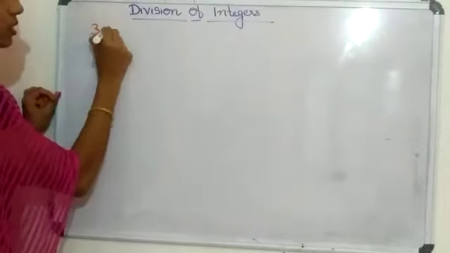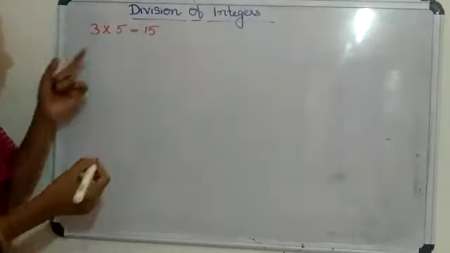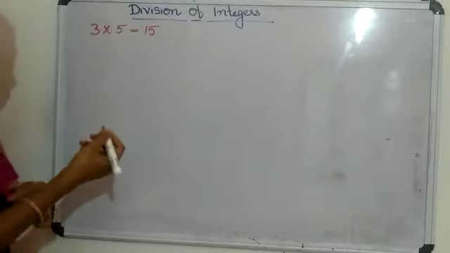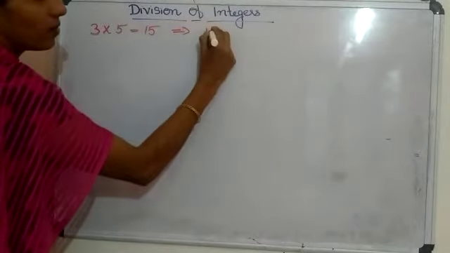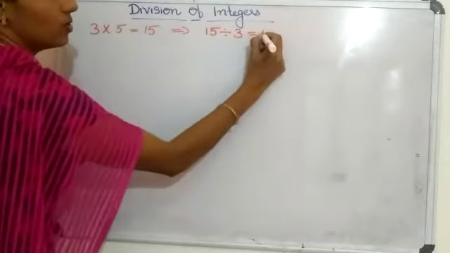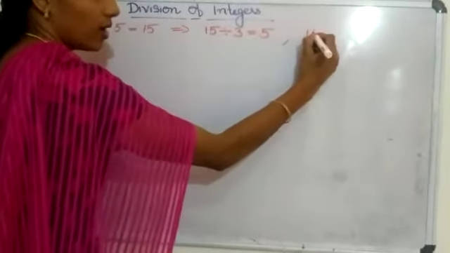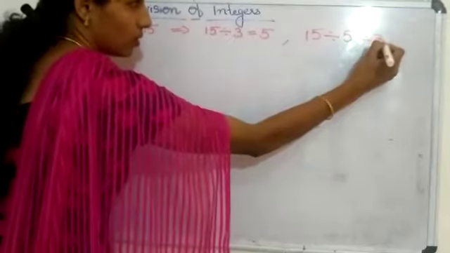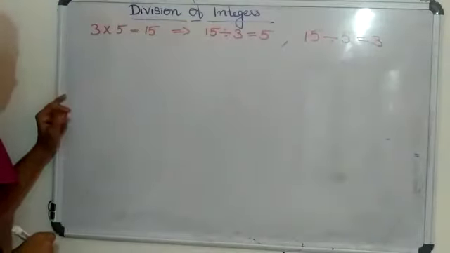If we take the two numbers 3 into 5, it is 15, right? 3 and 5 are whole numbers, so that means two positive numbers. From this we can write 15 divided by 3 is equal to 5. That we know. Same way, 15 divided by 5 is equal to 3. This is in the case of whole numbers.